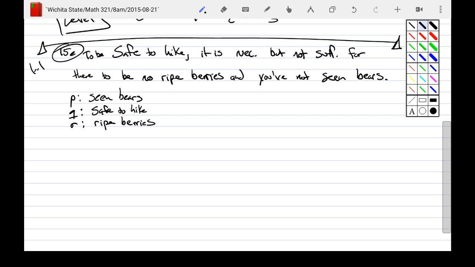For myself, I would have probably done B, S, and R: B for bears, S for safe, R for ripe berries. That's normally what I would have done, and you could have done whatever you want. Let's say you're going to be programming, and you pick variable names. Picking P, Q, and R would be really dumb variables. And actually, since you get to type variable names of any length, I would probably have done seen underscore bears for the variable, and rather than Q, I'd put safe to hike. Literally say what the variable means when you're programming.